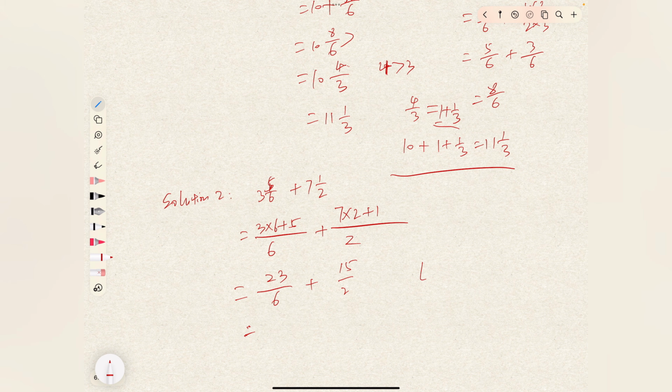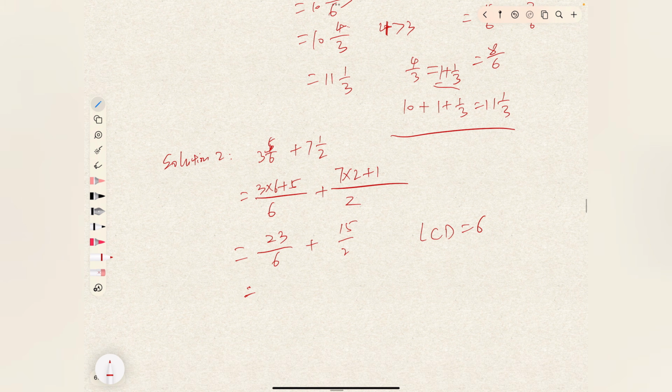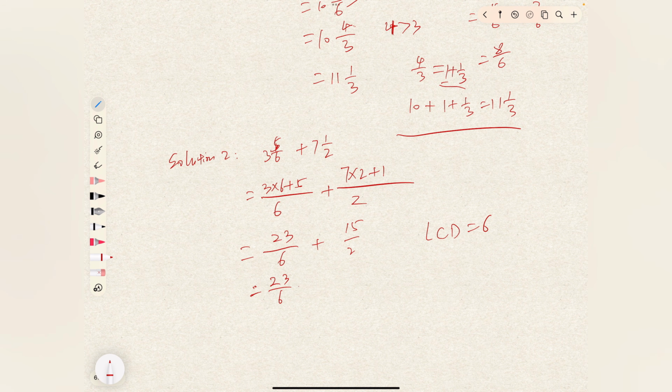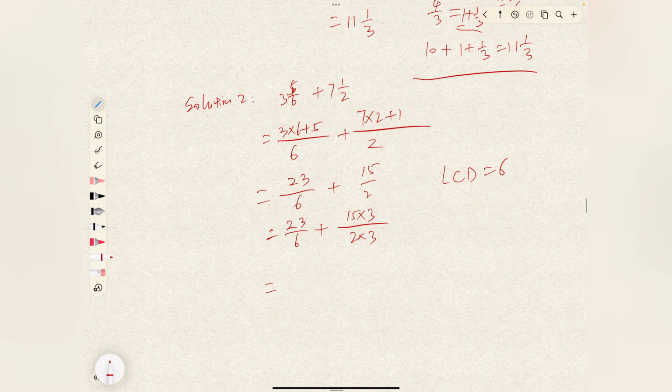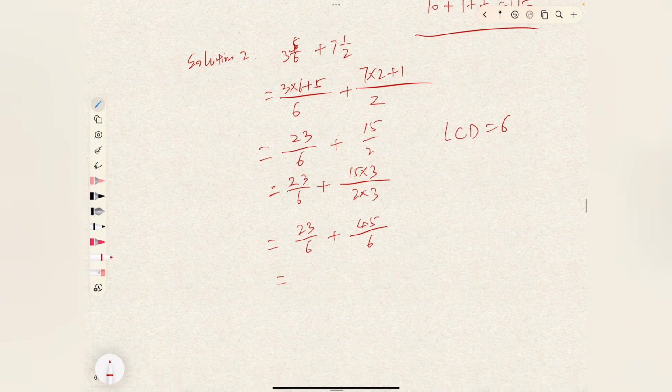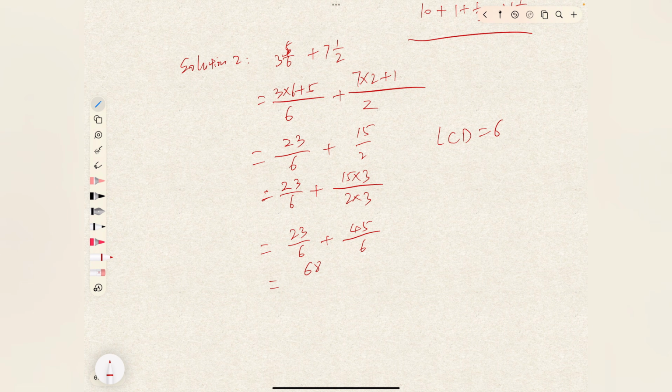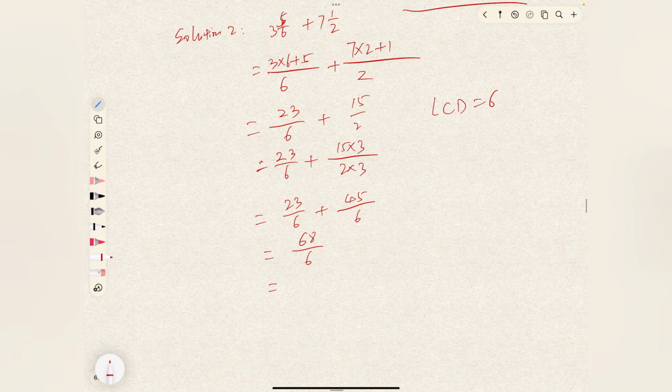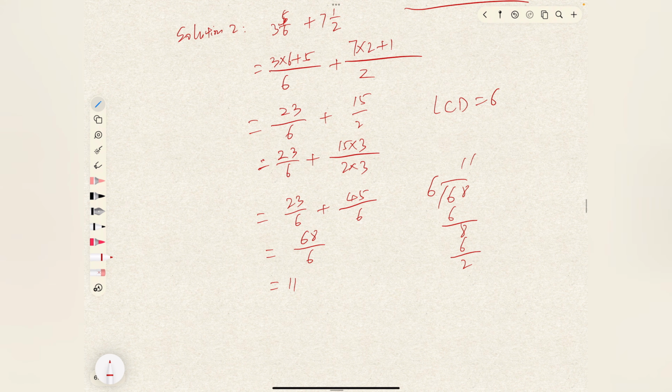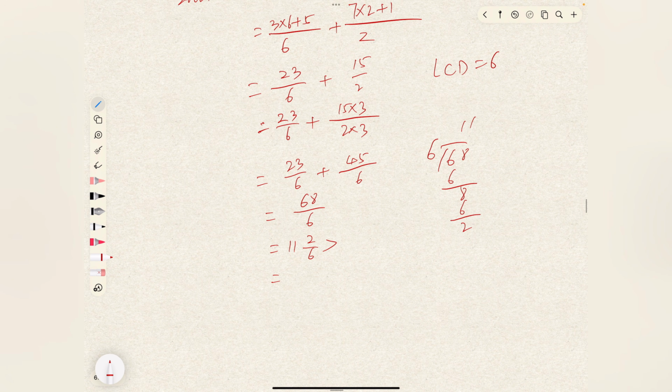And the least common denominator is 6. So we do 23 divided by 6 plus 15 times 3 over 2 times 3. So that's 23 divided by 6 plus 45 divided by 6. So that will give us 68 divided by 6. So 68 divided by 6 is 11, remainder 2. So it's 11 2 over 6. We can simplify this by dividing by 2 on the top and bottom, so it's 11 1/3.